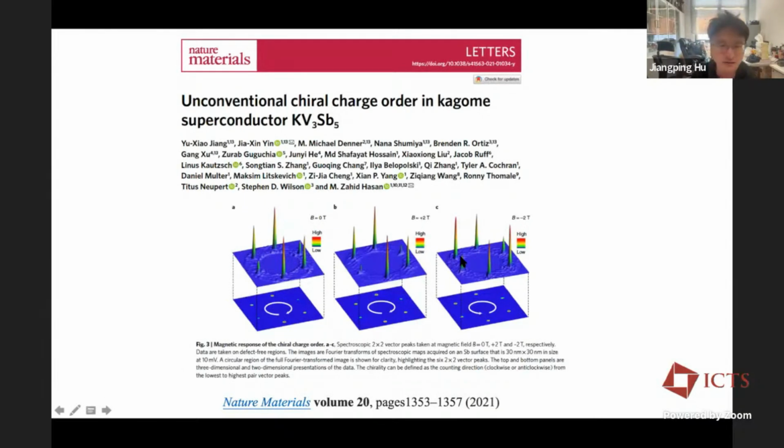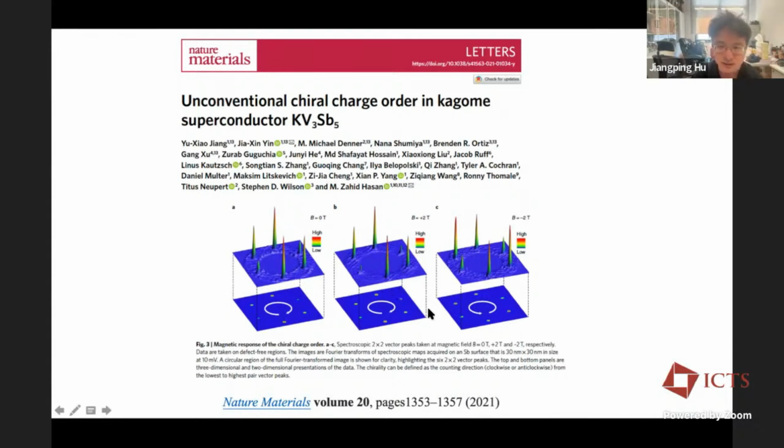And the first evidence which shows maybe there's some time reversal symmetry breaking was observed by Zahid's group, which shows an unconventional chiral charge order in the Kagome lattice. And when they measured this STM, the peak has a chirality, and this chirality can be manipulated by the magnetic field. So that's the idea. Maybe that tells you that this charge order is very, very special.